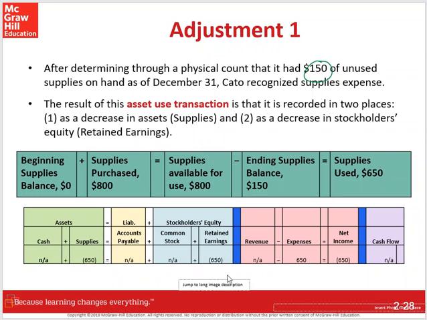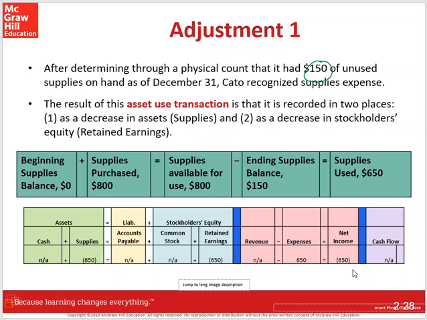And then it's also going to decrease retained earnings because we have supplies expense, which is then going to reduce our net income. So this is an asset use transaction. Both sides of the equation are going down.